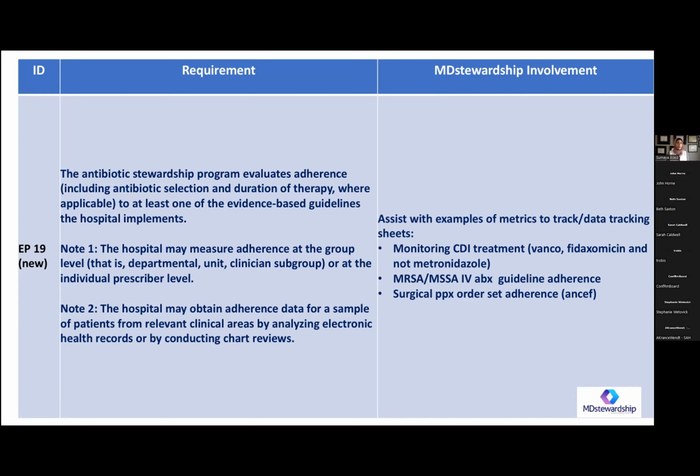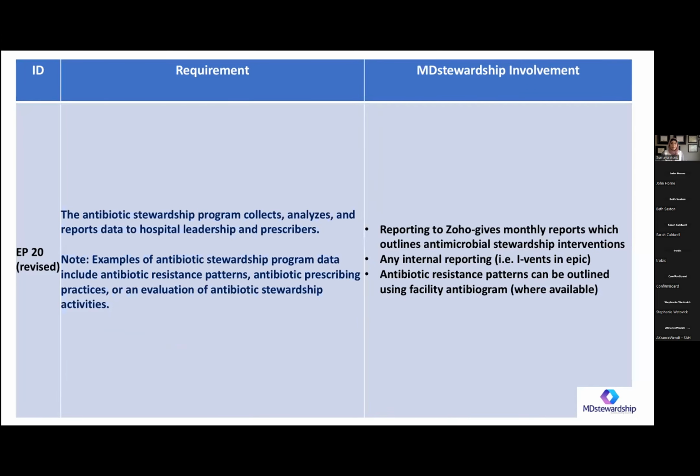Like, are we using vancomycin PO or fidaxomicin and not metronidazole? Making sure we are following the newer guidelines. Or if you have an MRSA or MSSA bacteremia, are we using appropriate therapy there? I'm just calling out some examples that you can use to track. Or surgical prophylaxis. A lot of their recommendations are just to use cefazolin. So tracking the timing of that, if cefazolin was appropriate, could be an easier one to track and report.